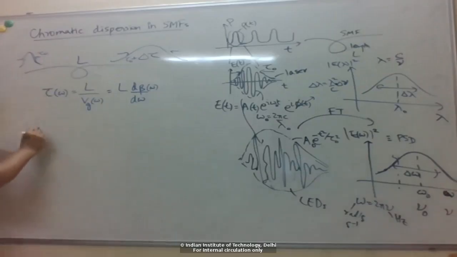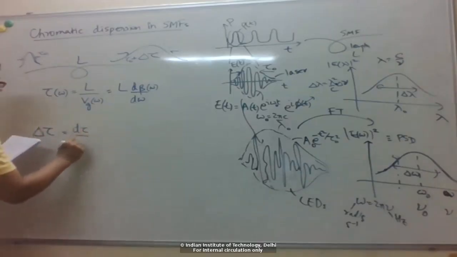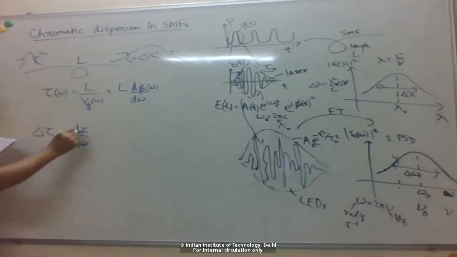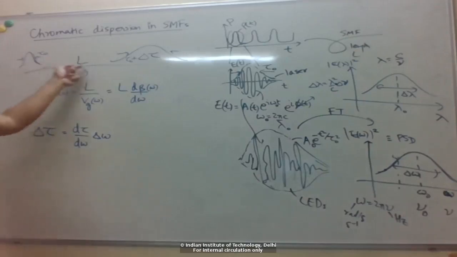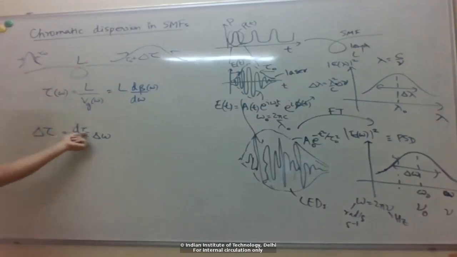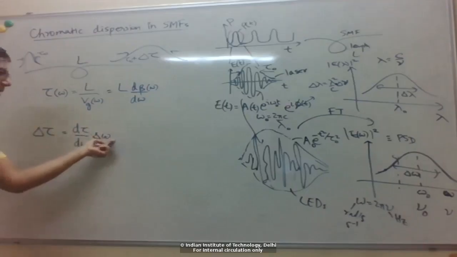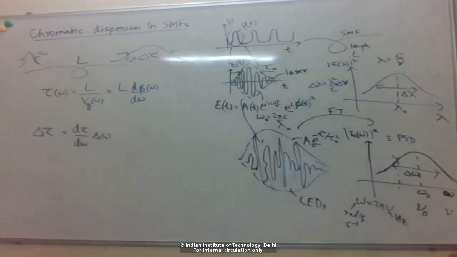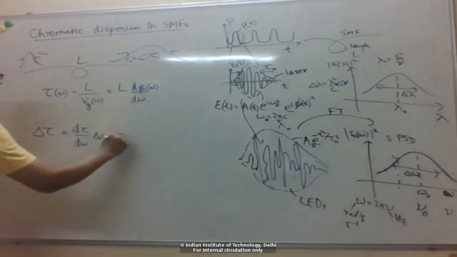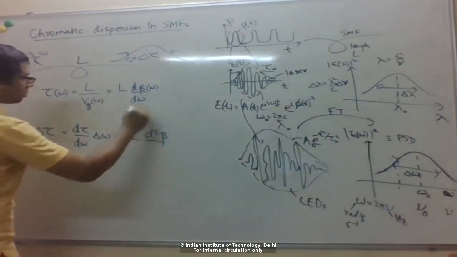So now the broadening delta tau we can write as the dependence of tau on omega times the bandwidth, right? So we are saying that the transit time just depends on the frequency. So the spread in the transit times would be the derivative of the transit time with respect to frequency multiplied by the spread in frequency. And so when we take the derivative here, we'll see we'll get a second derivative of the propagation constant.